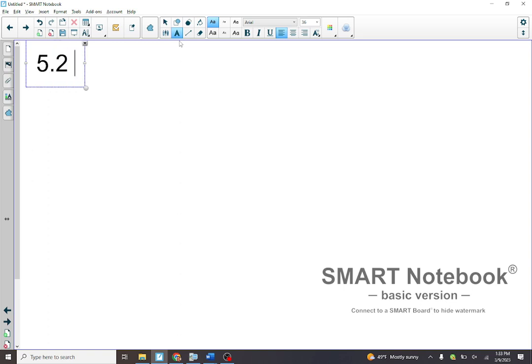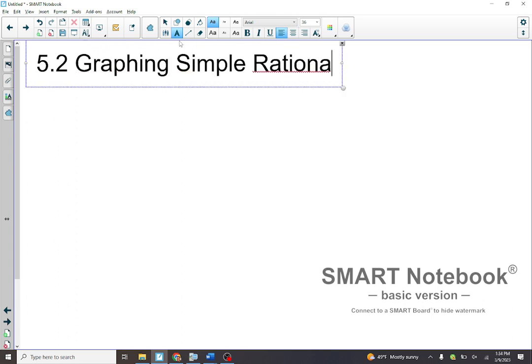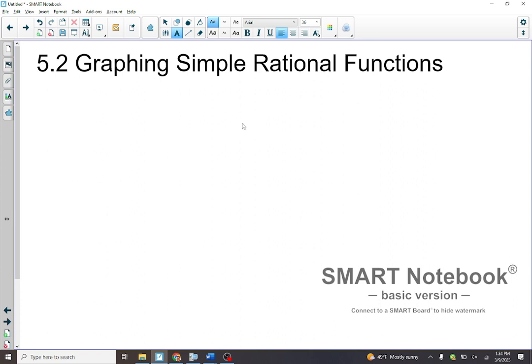5.2. Graphing simple functions. All right. For this one, actually, I'm going to do 5.2 and 5.3, which is also graphing rational functions. They're just a little bit more complicated. I'll just put it all in one section.